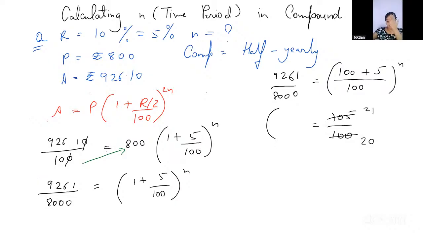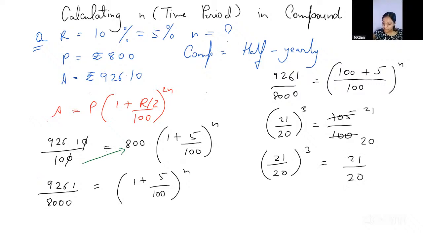Nine two six one is the cube of 21, and 8000 is 20 cubed. So you can write it as 21 upon 20 whole cube, and the n that was there also becomes cube. Both the cubes.